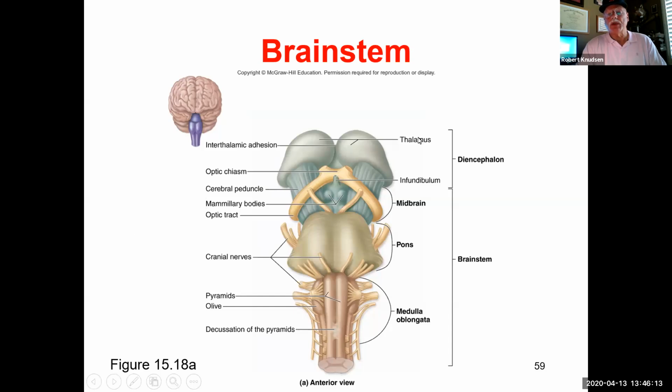Those two egg things, the thalamus? Well, that's a picture of that. Okay, this is the pons. So this really is the diencephalon. These gold things are cranial nerves.